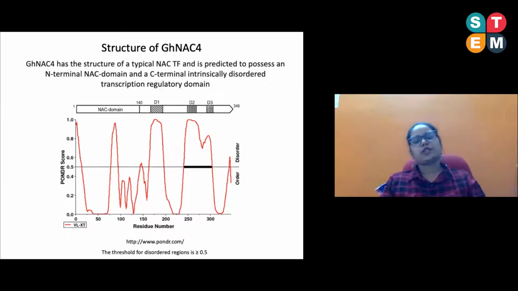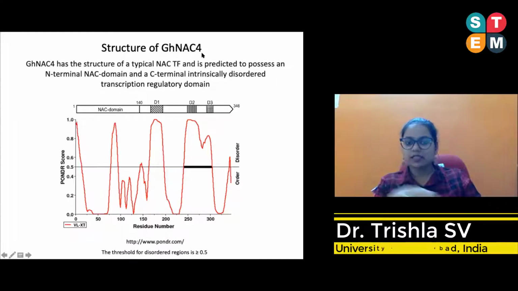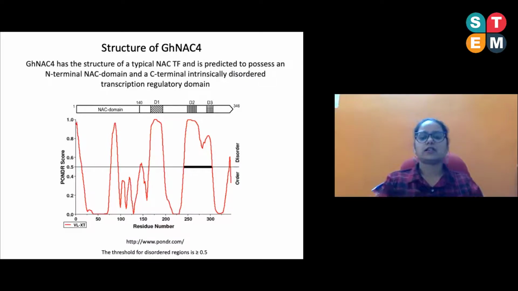Then we went ahead to study the structure of GH-NAC4. And we observed that GH-NAC4 has the typical structure of a NAC transcription factor, with the N-terminal NAC domain and a C-terminal domain. Now, the C-terminal domain was predicted to possess intrinsically disordered regions. These intrinsically disordered regions are low complexity regions which have a high composition of polar and charged amino acids. And so we wanted to see if these domains play any separate role in the function of GH-NAC4.